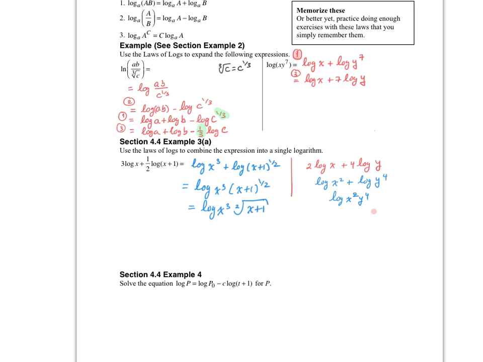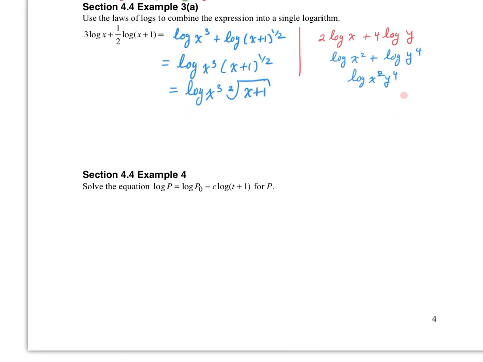All right, let's try the next one. Now this is an equation. Now this is asking you to solve it. So on the left side, you have log of p. Remember, since the base is missing, that means the base is 10. So that's very important.